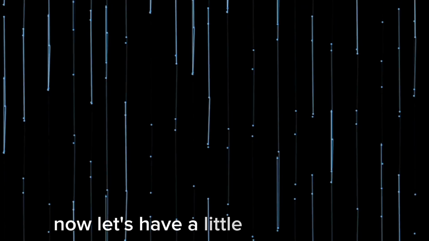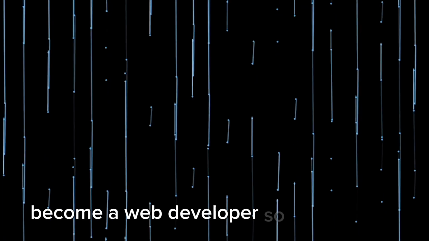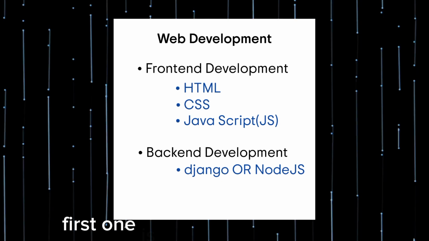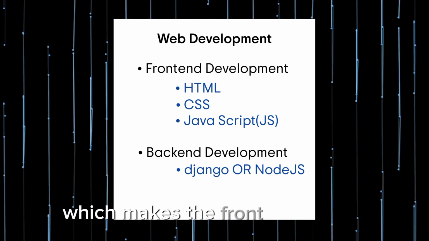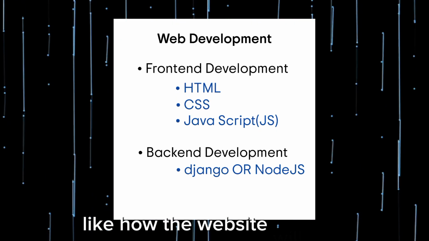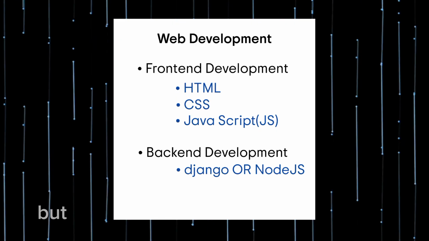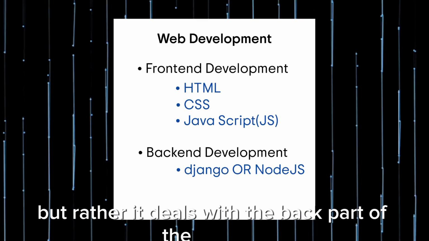Now let's have a little talk on how to become a web developer. So basically, as I know, web development consists of mainly 2 parts. First one is front end development, which makes the front part of the website, like how the website will look. Second one is back end development, which does not deal with the front end, but rather it deals with the back part of the website.